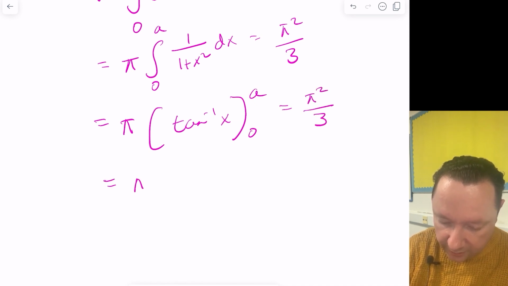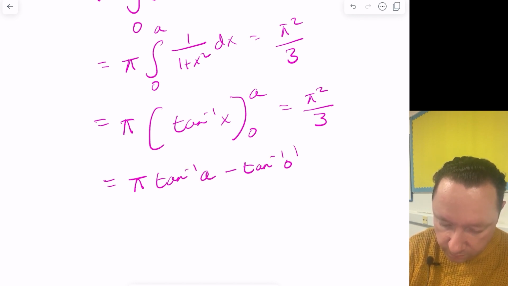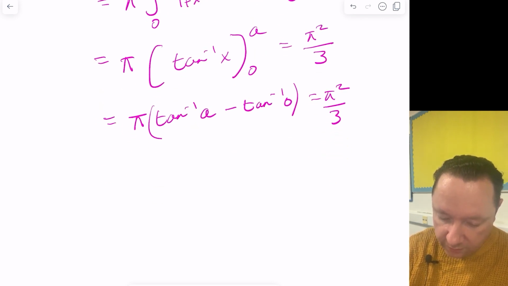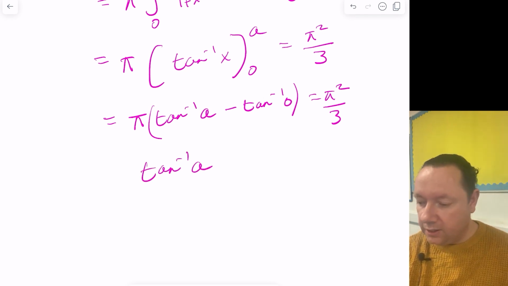So that's pi times the inverse tan of a minus the inverse tan of 0 equals pi squared over 3. So you can eliminate a pi from both sides then, and we get the inverse tan of a on this side, minus the inverse tan of 0, which is 0.